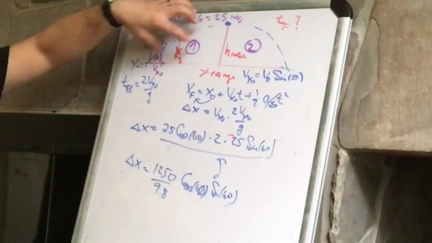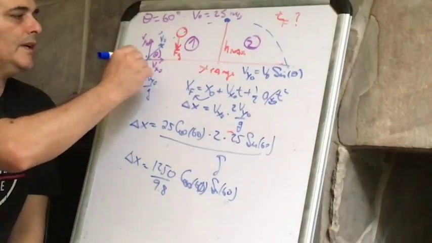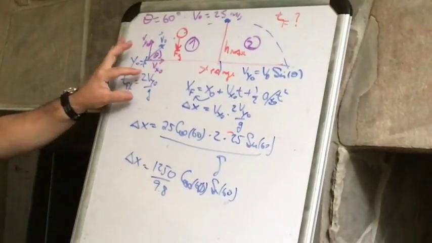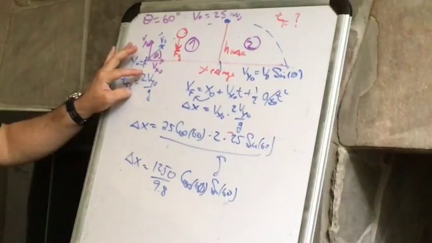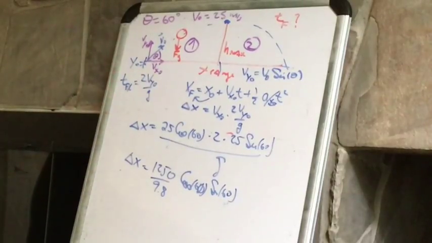Now if we were only talking about the time to get from here to here, then it would be just vy0 over g. But if you want the whole distance, then you're going to have to multiply by 2 anyways.